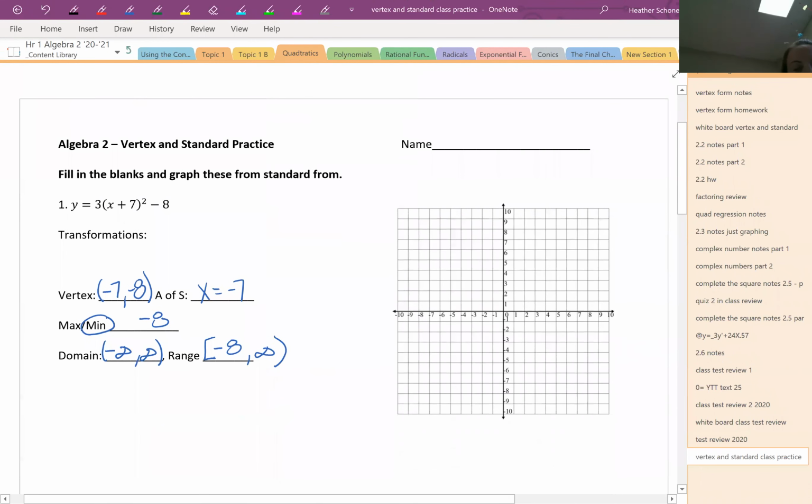This is the answer for the first one. Now, this first one is in vertex form. So in vertex form, you can read the vertex straight from the graph. This one has three transformations, a vertical shift, or excuse me, stretch. It also has moved left 7 and down 8.